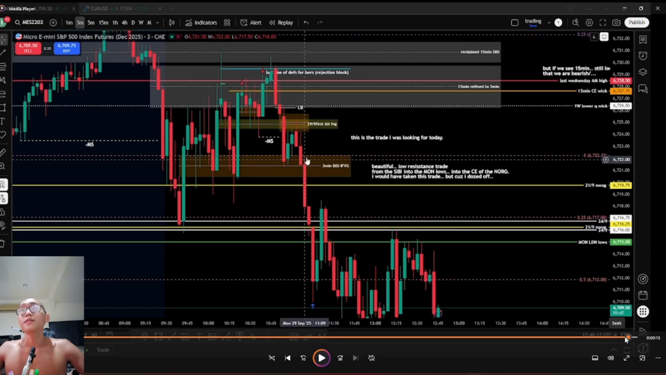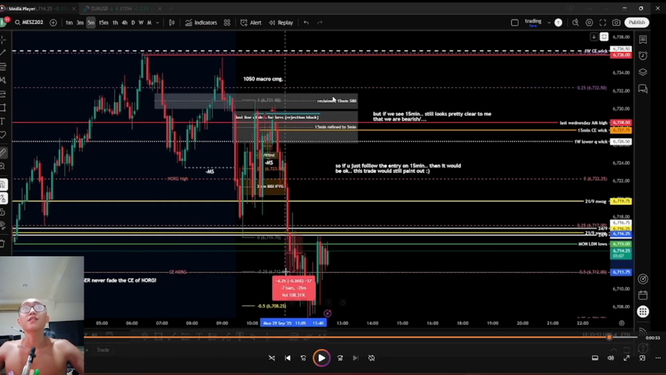So if you go back and see the 5-minute chart, yeah, you can see it's pretty ugly, but you can see how the CB respected here. We reclaim 15-minute CB here. Here we reclaim 15-minute CB, touch the CE of it. Then here 5-minute CB, holding inside. Then during the 10:50 macro, it shoots down, clears the Monday low, and reaches for the CE of the new opening range gap, just as I expected it to be.